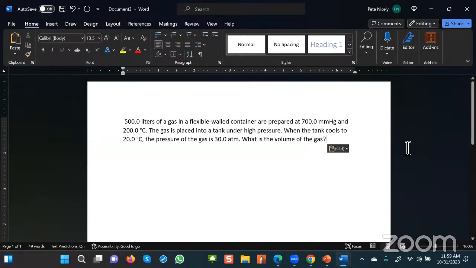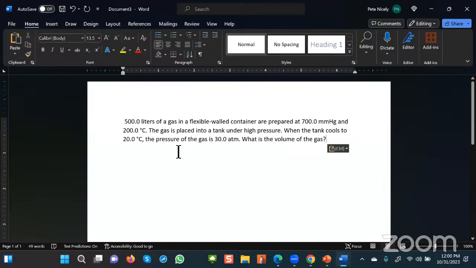Okay, so here's a question. 500 liters of a gas in a flexible wall container are prepared at 700.0 millimeters mercury and 200 degrees Celsius. The gas is placed in a tank under high pressure. When the tank cools to 20 degrees Celsius, the pressure of the gas is 30.0 atmospheres. So what is the volume of the gas?